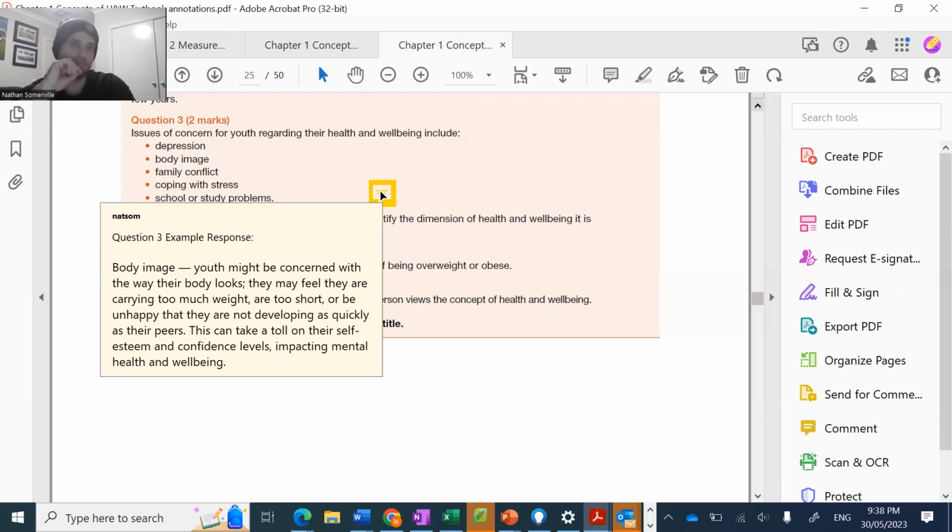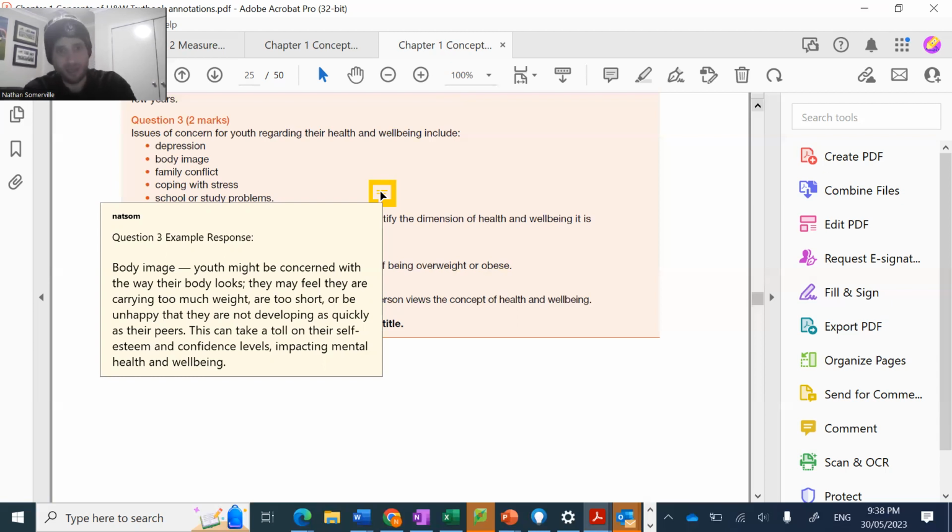So notice how they mention characteristics of what body image is. That's the first thing they do. They're very clearly getting the 2 marks. If this is a 2-mark question, this response is getting the 2 marks easily. If it was a 3-mark question, it's probably getting the 3 marks, but it's getting 2 marks really easily. It's explaining what body image is. So it's giving you an explanation of what body image is.